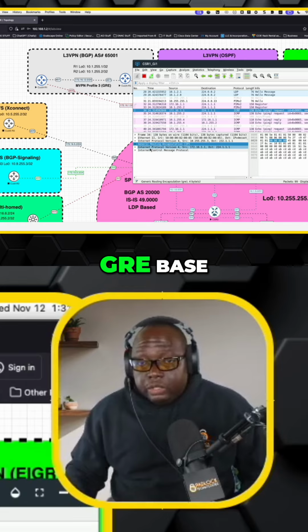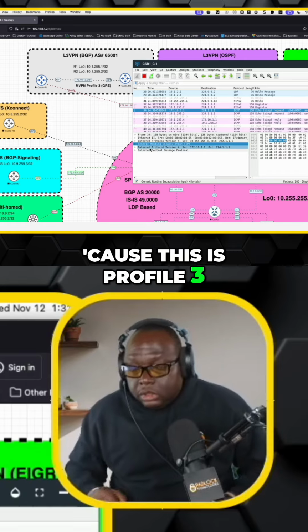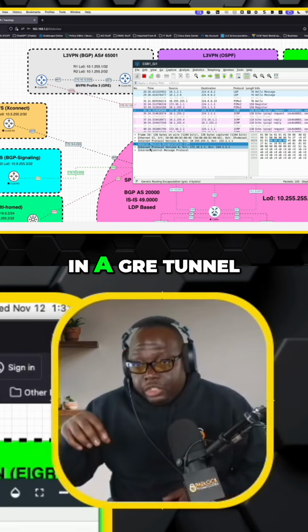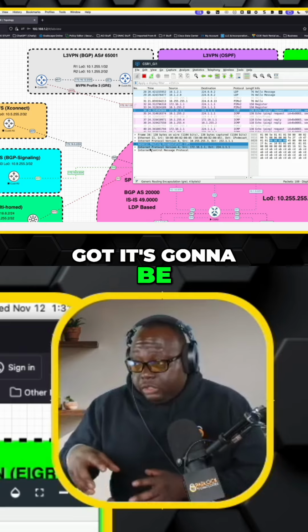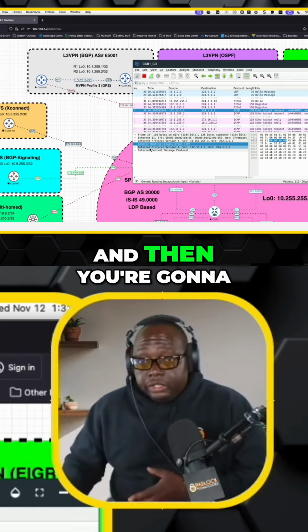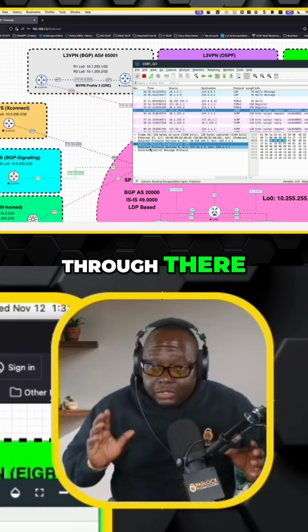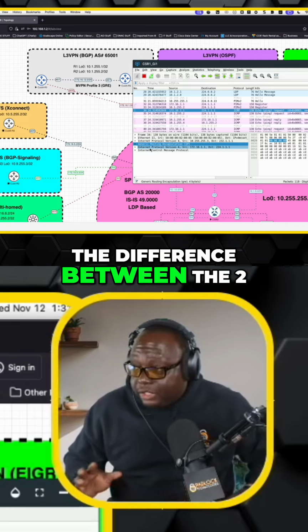And then for your GRE base, because this is profile 3, you're going to see it in a GRE tunnel, right? It's going to be GRE header, and then you're going to have your PIM going through there. So that is really the difference between the two.